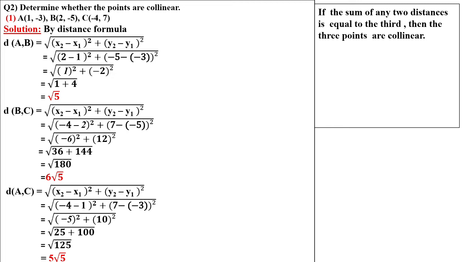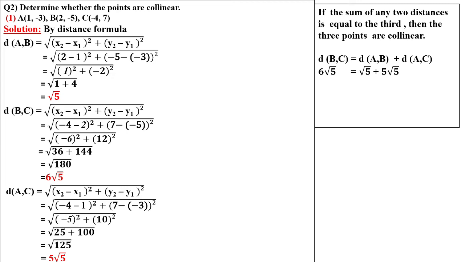In these 3 distances, we have to use the formula to check whether the given points are collinear or not. If the sum of any 2 distances is equal to the third one, then we can say the 3 points are collinear. So we have the 3 distances AB, BC and AC. The bigger one is BC, the other 2 are AB and AC. So distance BC equals distance AB plus distance AC. Substitute the values. BC value we have 6 under root 5, AB value we have 1 under root 5, and AC value is 5 under root 5.